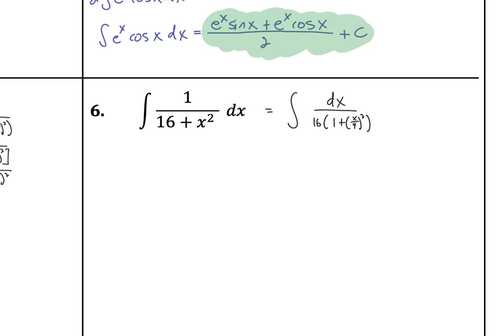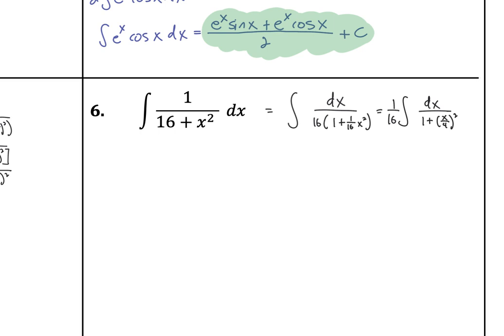Actually, no, I'm going to do it in steps. Sorry. Do this in steps. This is like 1 over 16 x squared. Okay, then that's how it becomes. Pull out a 1 over 16. Okay, and then 1 over 16 times x squared is really 1 over 4, the whole thing squared.